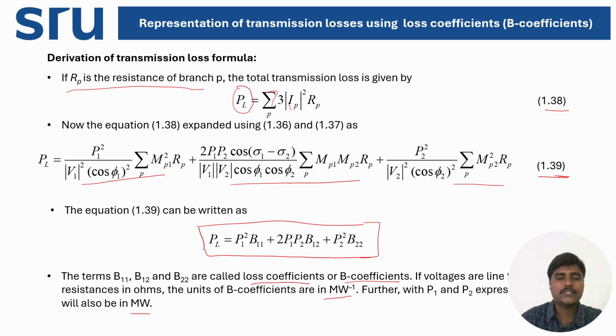So this is a very, very important equation, which can be useful in solving some of the problems, maybe in the current lecture and also in the upcoming lectures. Please try to remember this standardized equation of the transmission loss formula. That is, PL is equal to P1 square B11 plus 2 P1 P2 B12 plus P2 square into B22.